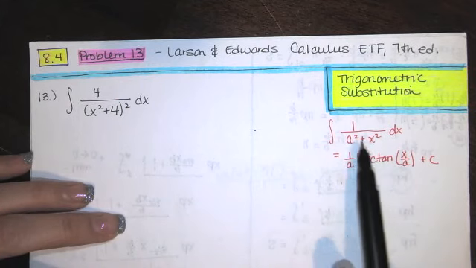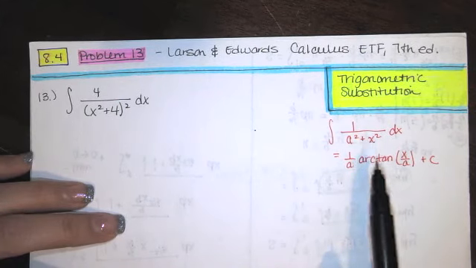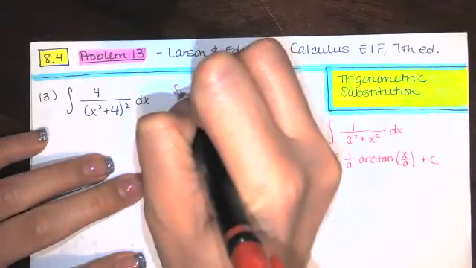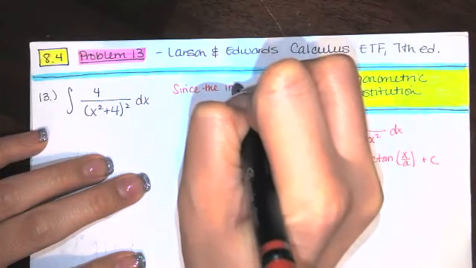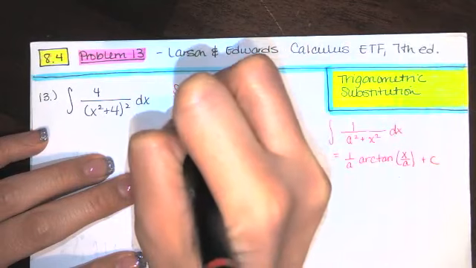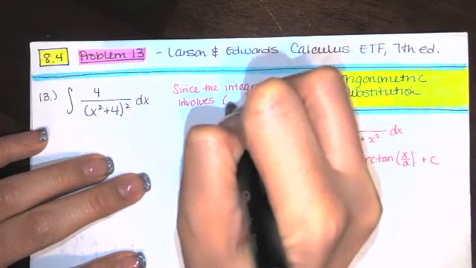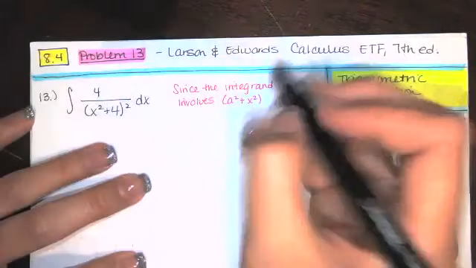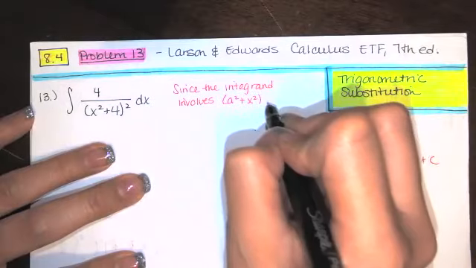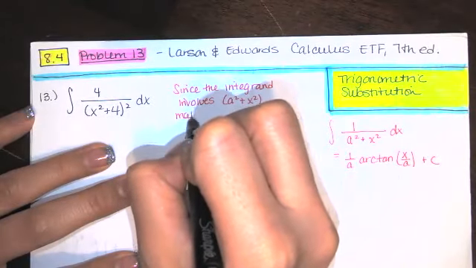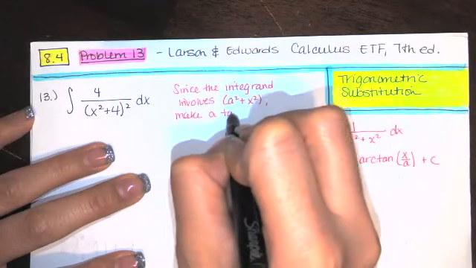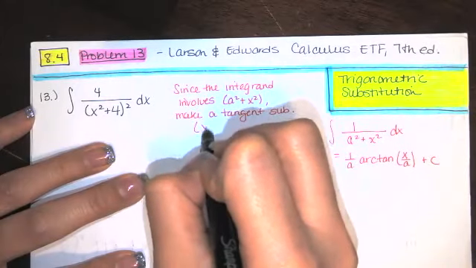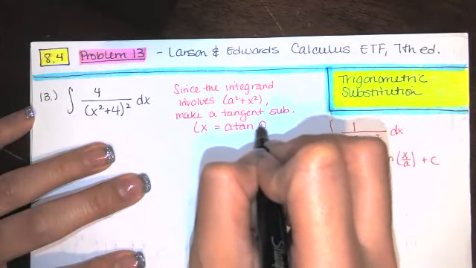If it looks like an arctan because it has an a squared plus x squared in it, but it's not an arctan and it's not a u sub, we're going to make a tangent substitution. So let's write that down. Since the integrand involves a squared plus x squared, or x squared plus a squared, same thing. We can add in any order we want, right? We're going to make a tangent substitution, and that is x equals a times tangent of theta.